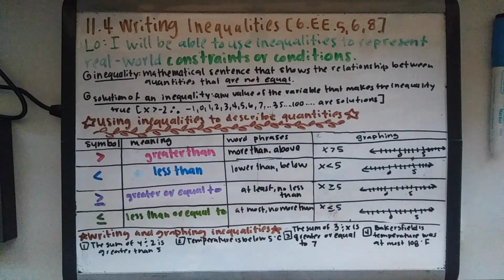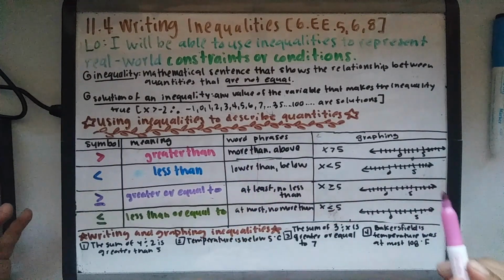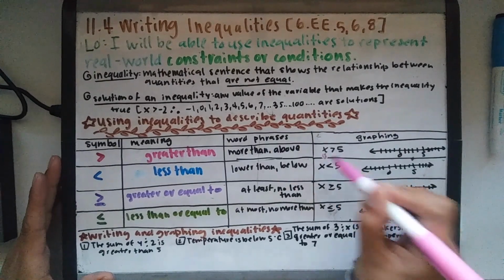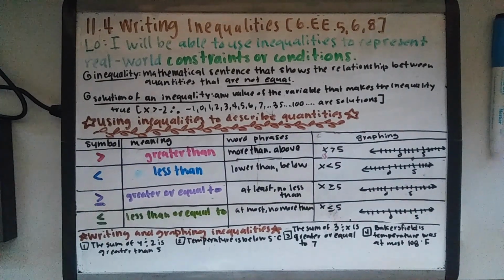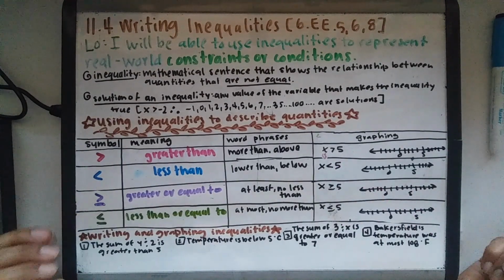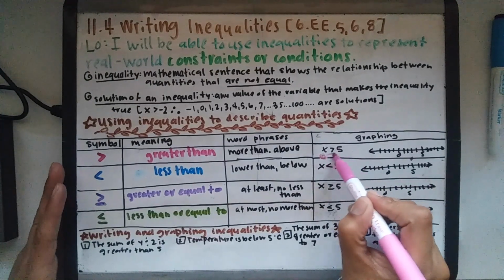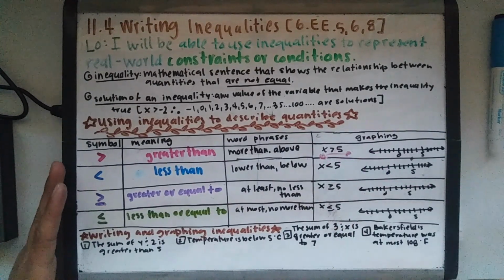So this is the greater than symbol, and the words that we use are more than or above. For graphing, for these two, we're going to use open circles, so no dots anymore, because the dots are like just x equals 5, so I will do a dot on 5. But this one is greater than 5, so I'm going to open a circle at 5, and then it's greater than, so it's going to go this way because numbers are getting bigger to the right side of the number line.